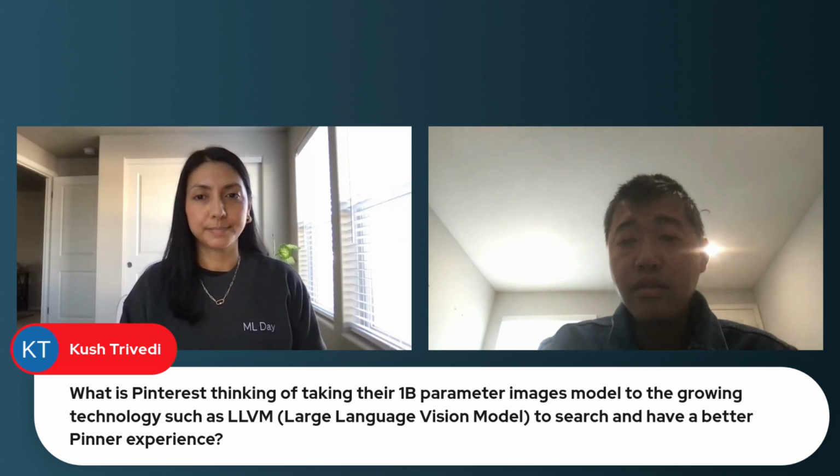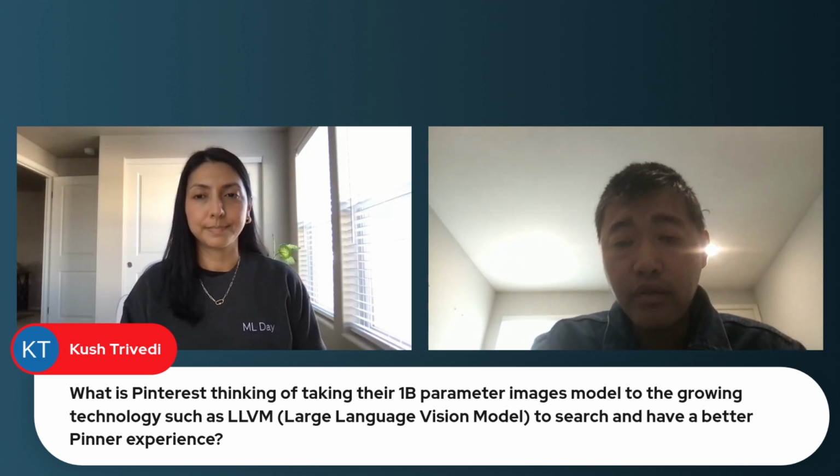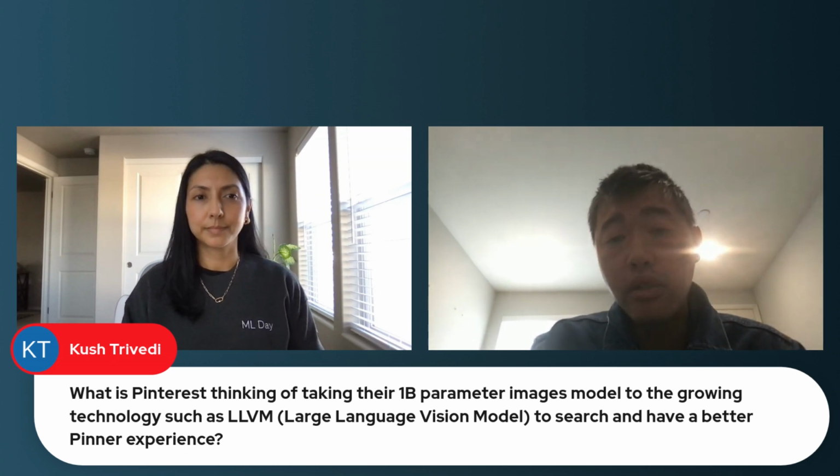What is Pinterest thinking of taking their 1B parameter image model to the growing technologies such as large language vision models to search and have a better pinner experience? This is a great question. First of all, we do have text embeddings. We also have image embeddings. And we are also trying to figure out how we can incorporate text and image together, do multimodality in our signals, and how we can use both image understanding and text understanding to power search.